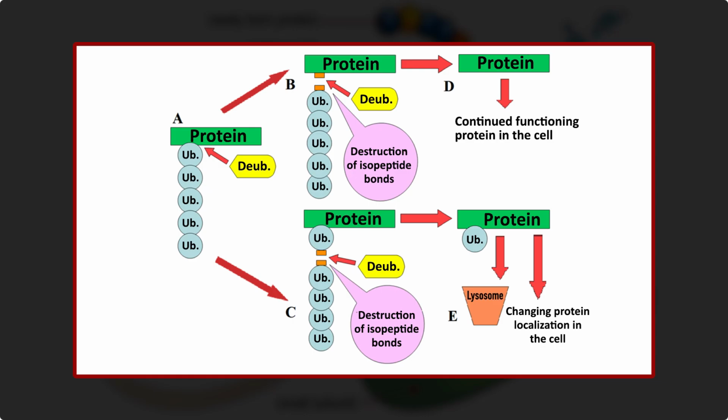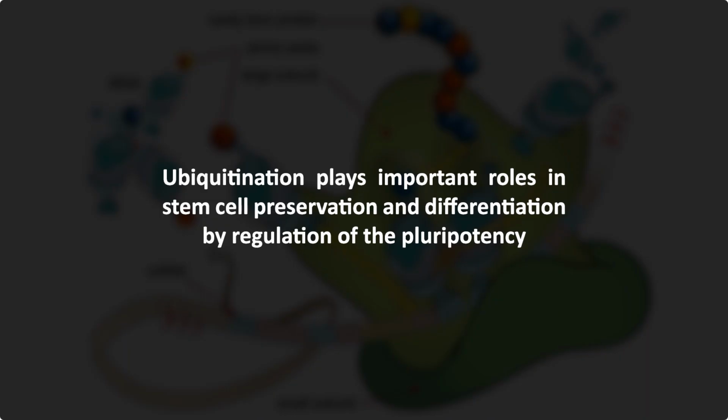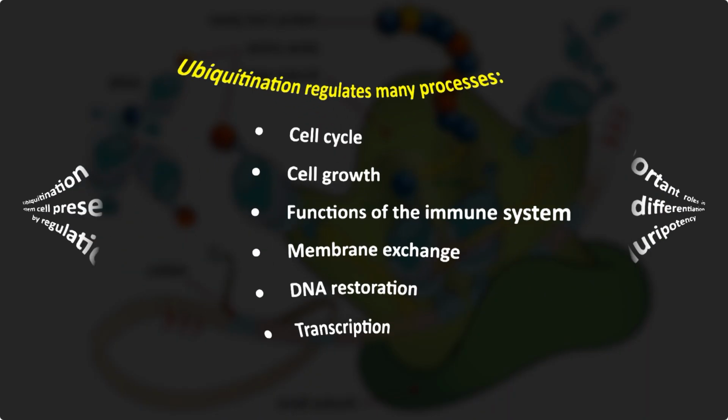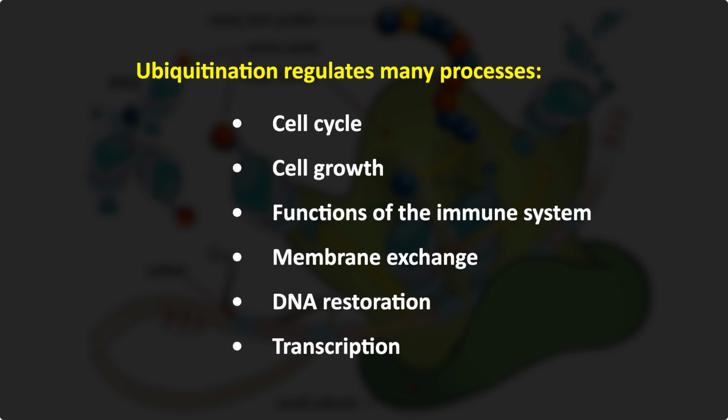Ubiquitination modification in substrate proteins can be removed by several specialized families of proteases called deubiquitinases. Ubiquitination plays important roles in stem cell preservation and differentiation by regulation of the pluripotency. Ubiquitination regulates many processes such as cell cycle, cell growth, functions of the immune system, membrane exchange, DNA restoration, transcription.